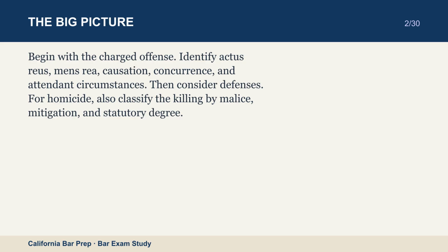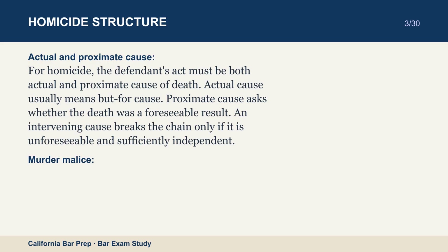Actual and proximate cause. For homicide, the defendant's act must be both actual and proximate cause of death. Actual cause usually means but-for cause. Proximate cause asks whether the death was a foreseeable result. An intervening cause breaks the chain only if it is unforeseeable and sufficiently independent.